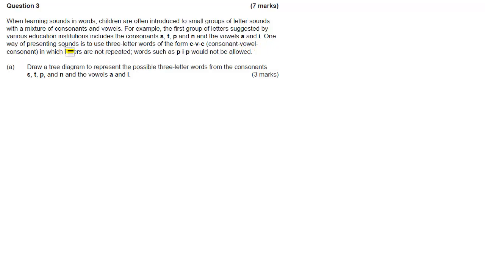One way of presenting the sounds is to use three-letter words of the form consonant, vowel, consonant, in which letters are not repeated. So words such as pip would not be allowed. We're asked to draw a tree diagram to represent the possible three-letter words from the consonants S, T, P and N and the vowels A and I.